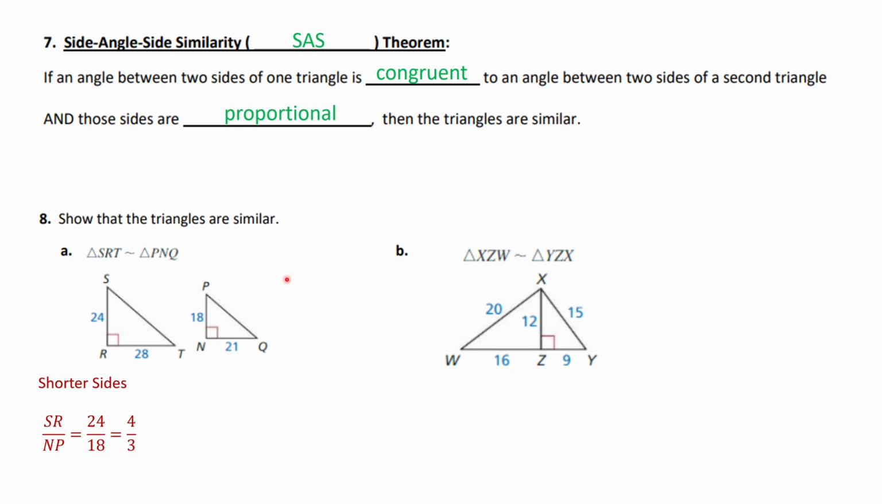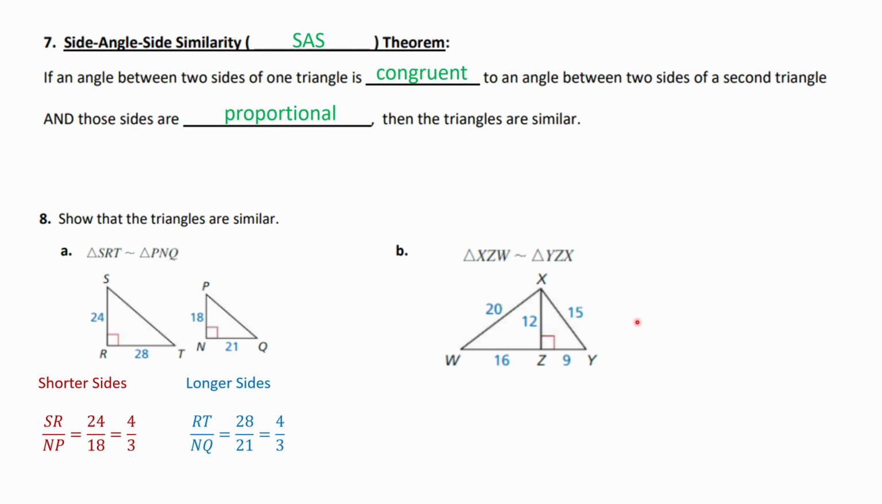The shorter sides, which are 24 and 18, SR and NP, simplify to 4 over 3. The longer sides, which are RT and NQ, also simplify to 4 over 3. So that would be enough information for us to say that these are similar by the SAS similarity theorem.